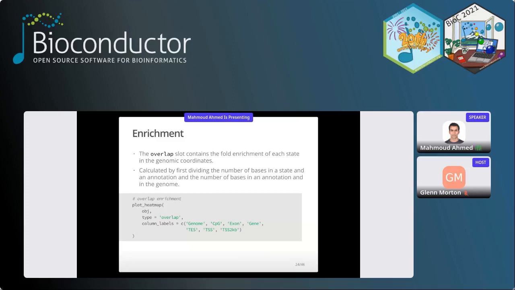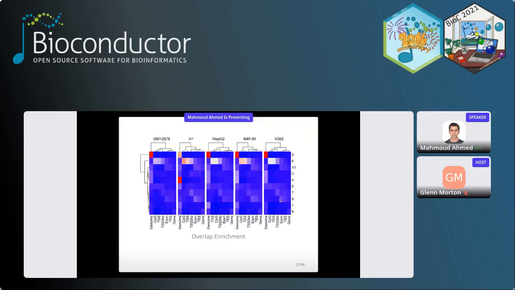So here I'm using the plot heat map directly to show the overlap enrichment, and I'm giving easier labels to read for the genomic coordinates that we provided before. And this is by default calculated for every cell line or every condition that you show. So these are the states in the rows, and these are the genomic coordinates. And then every cell tells you what's the overrepresentation or the enrichment of this state in this particular feature.